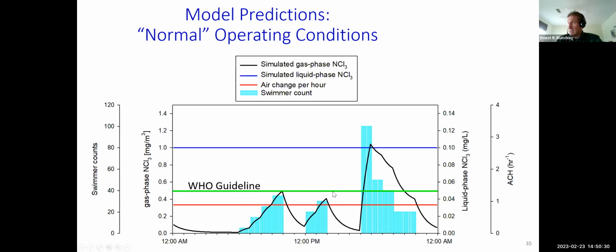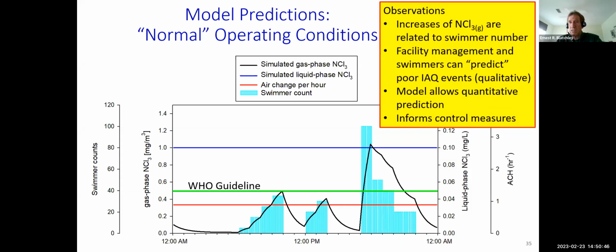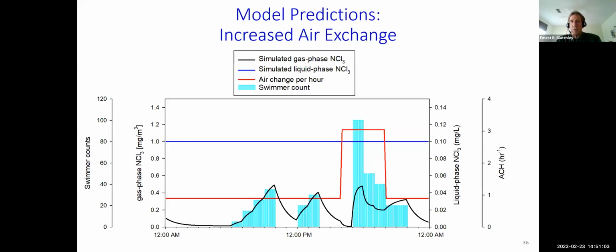And what this simulation suggests is that there's going to be a period of a few hours in the late afternoon on this day where we're going to see trichloramine concentration considerably in excess of this World Health Organization guideline. The model suggests not only how high it gets, but also how long it's going to persist. So what we observe from this simulation, again, is that these increases in trichloramine concentration are going to be strongly related to swimmer number. But now the facility management has a tool that they can use to predict this, and that tool can also inform control measures that we might use.